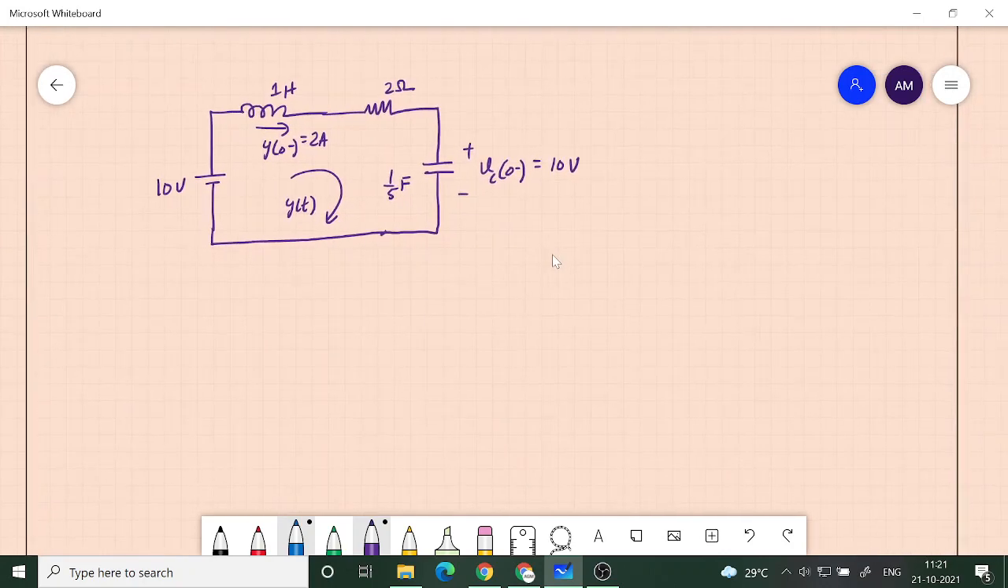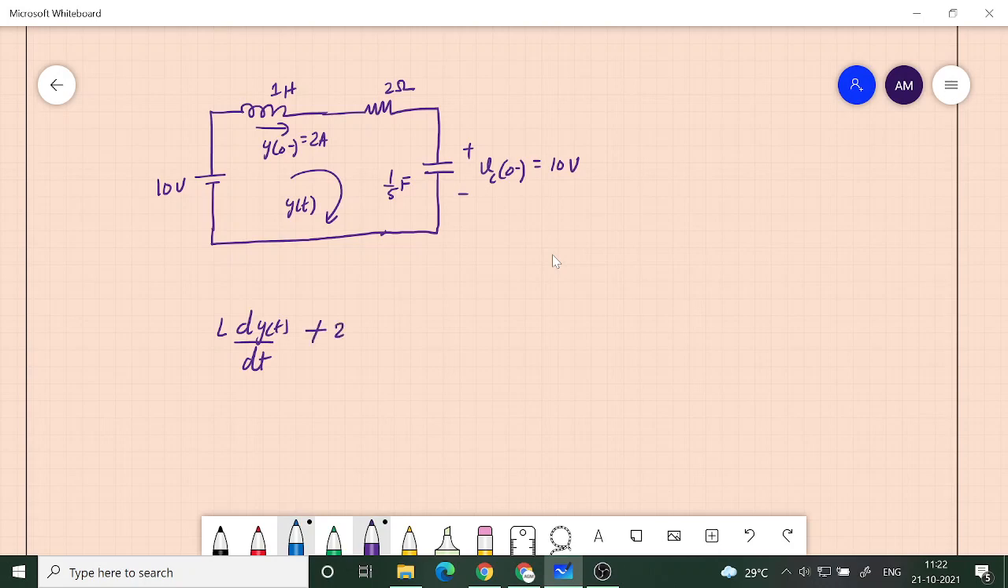Yes, sir. Okay, so now what we can do is, let us write down the KVL, because it is a loop, right? Single KVL equation I can write. So what is the voltage in each of these? L dI by dt, L dy by dt. y is the current, so instead of I we are using y.